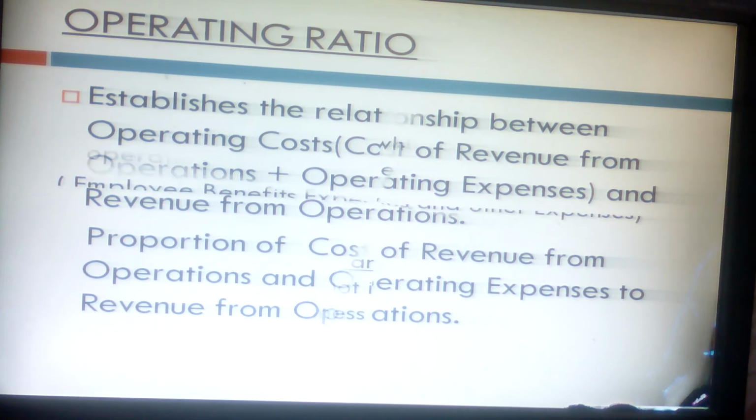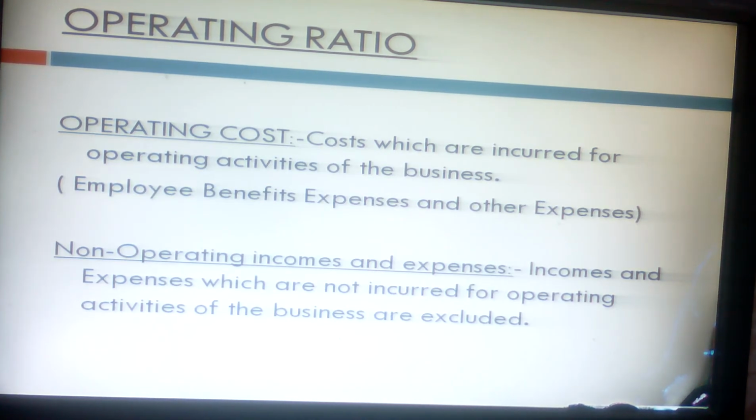What is the meaning of operating cost? The costs which are incurred for operating activities of the business. That is what you call operating cost, namely employee benefit expenses and other expenses. What are non-operating incomes and expenses? Incomes and expenses which are not incurred for operating activities of the business are excluded. They are not related to the business, and that is why they are called non-operating incomes and expenses.